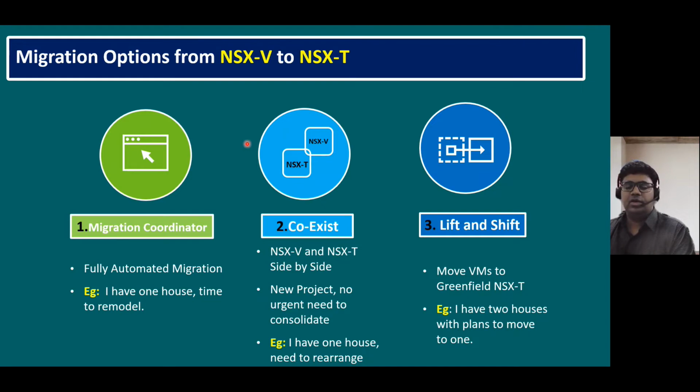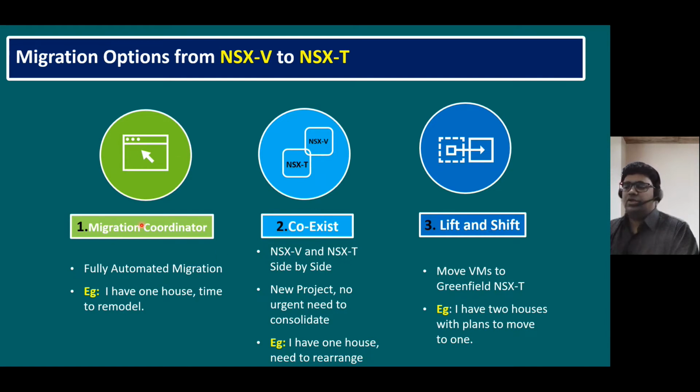In that scenario, it will be helpful not only for customer conversations, but also from an interview perspective. One of the most important interview questions nowadays, when you are attending for a network virtualization engineer position or solution architect position, is what the migration options are from NSX-V to T. In that scenario, you can explain these three options. See, the first option is migration coordinator, the second option is coexist, and the third option is lift and shift.